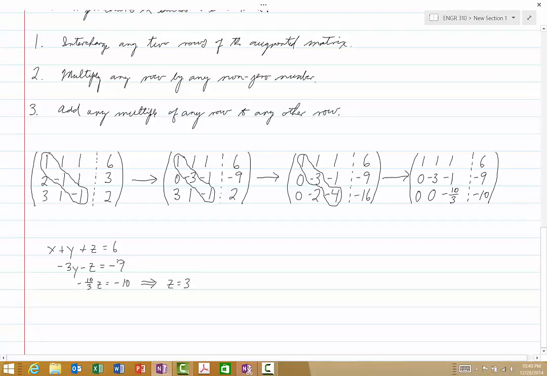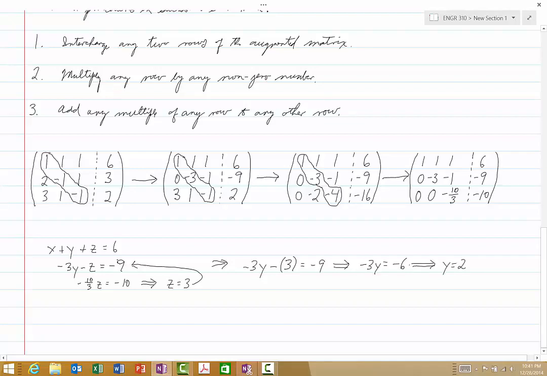Because the second equation has only y and z in it. So now that we stick that value of z in, we'll get negative 3y minus, and now we substitute for z, we substitute 3, and that gives negative 9. And that implies that negative 3y is equal to, when we add 3 to both sides, we'll get negative 6. And that implies that y is equal to 2.